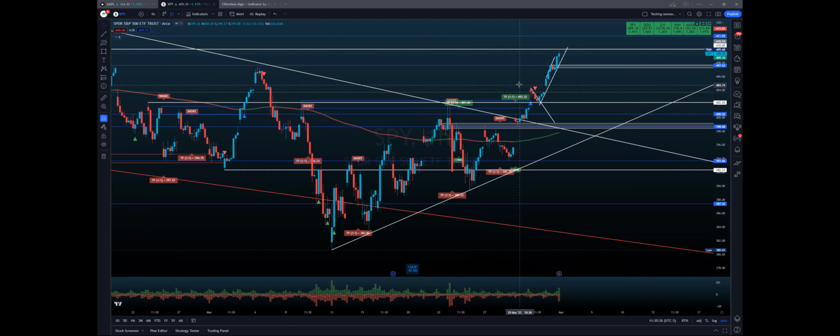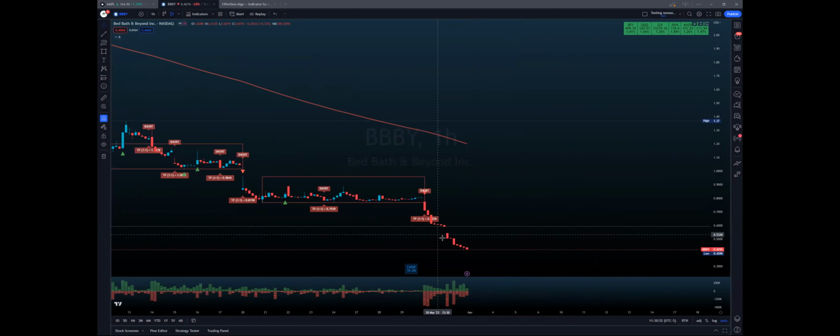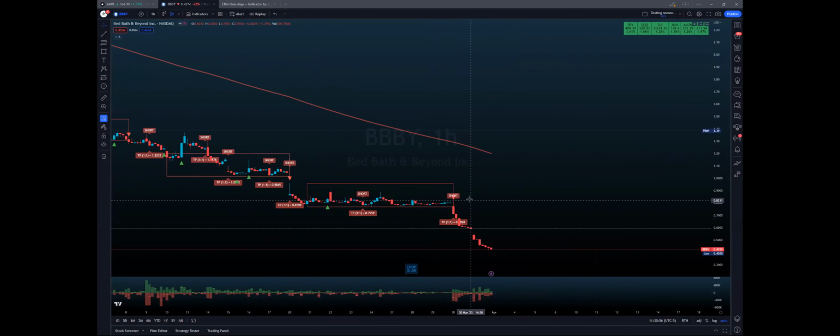Also, option premiums can be really pumped up during times of volatility like today. So, for example, look at something like Bed Bath and Beyond, right? Bed Bath and Beyond is going insane. It's a meme stock. It moves like crazy. I mean, you could sell calls and puts on this thing, you could generate a lot of money.